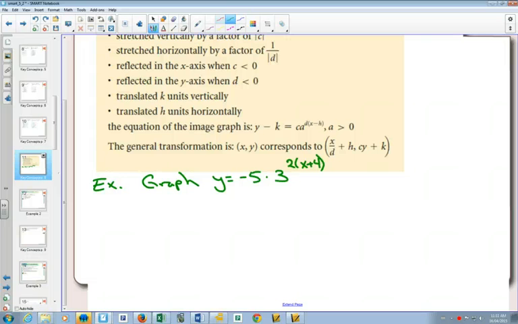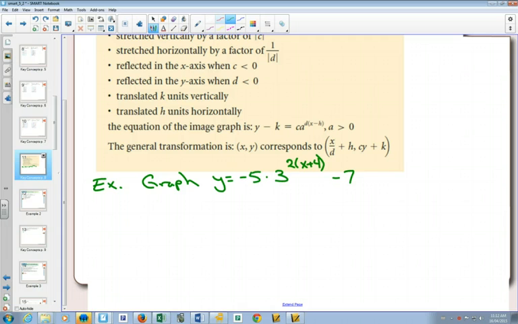If it was 2x plus 8 up there without brackets, you would have to factor it out to look like this. Because again, whenever you have a horizontal stretch or compression or reflection with the horizontal translation, you always have to factor it out. And we'll put a -7 at the bottom.